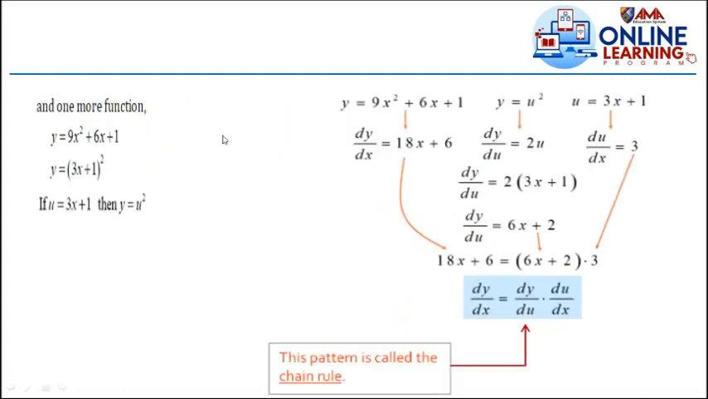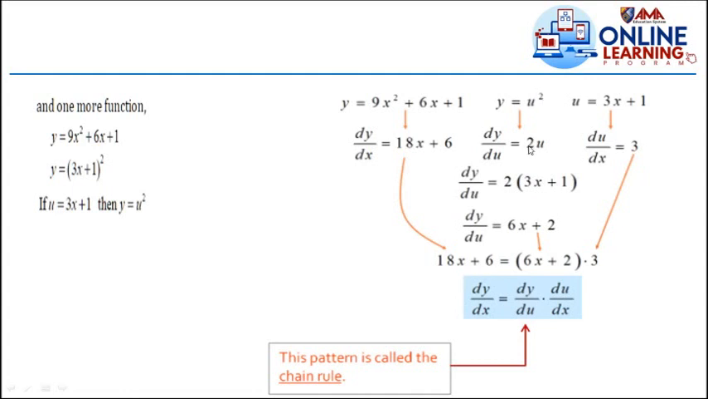And one more function. y is equal to 9x squared plus 6x plus 1, which is 3x plus 1 squared. If we factor this, we have 3x plus 1 raised to 2. If u is equal to 3x plus 1, then y is equal to u squared. This is our original function, y equal to 9x squared plus 6x plus 1. Taking the derivative, 2 times 9 gives 18x, so dy/dx is 18x plus 6.